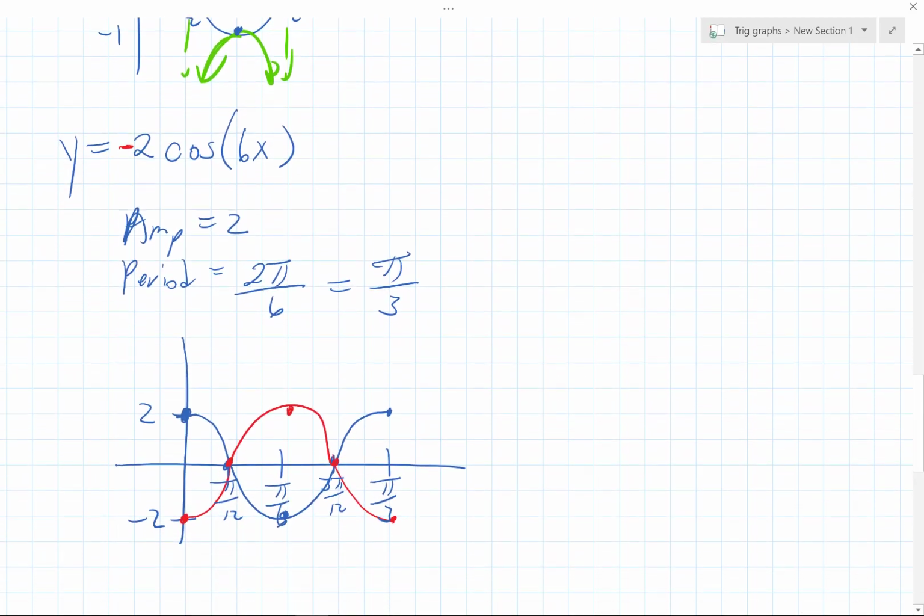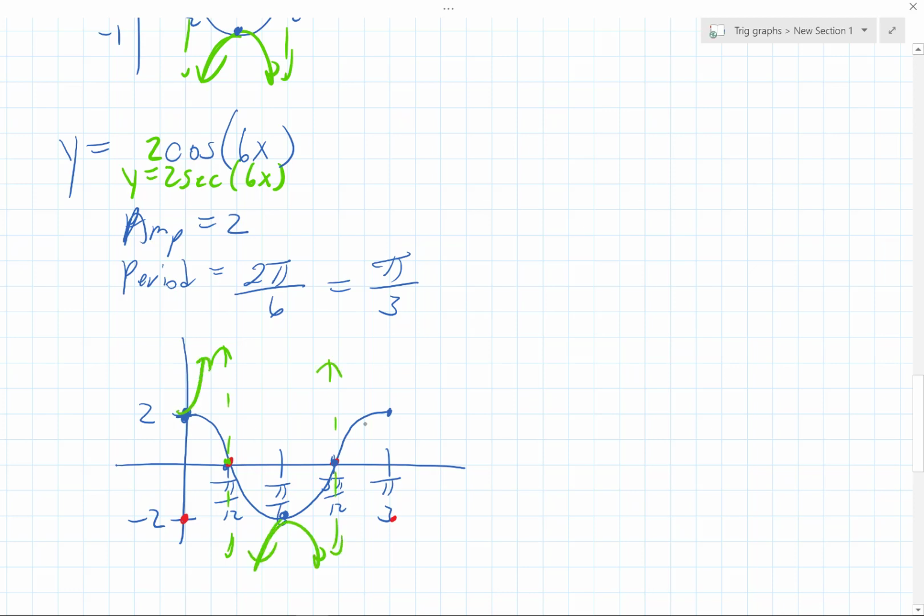So same deal if I wanted to do, oops, that was a 2 there. If I wanted to graph y equals 2 secant of 6x, I would graph 2 cosine of 6x just like we did and bounce off the bumps of that. And so the green part is my graph. Make sure on your test, when you draw your kind of scaffolding cosine function, you either draw it really light or dotted so she knows that it's not part of your actual graph.